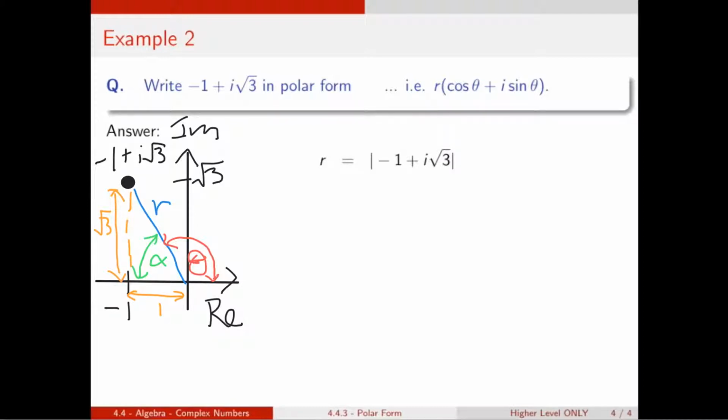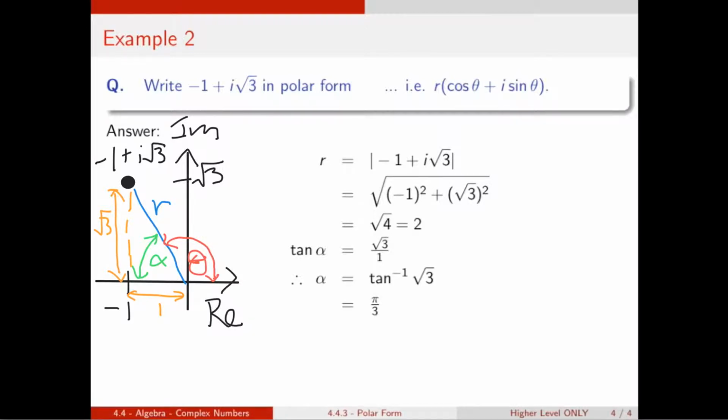Now in this case, r is the modulus of minus 1 plus i root 3, and that turns out to be root 4, which is 2. Let's find alpha. The tan of alpha is root 3 over 1. So alpha is the inverse tan of root 3, so it's pi over 3. And then looking at our diagram, we can see theta is pi minus alpha, so pi minus pi over 3, so it's 2 pi over 3.